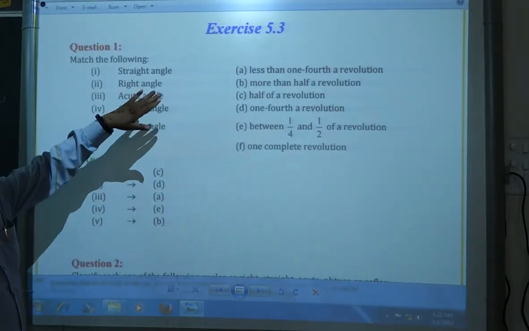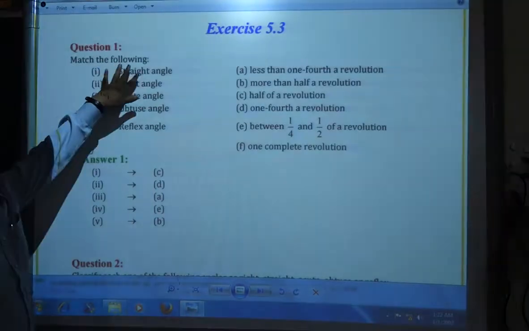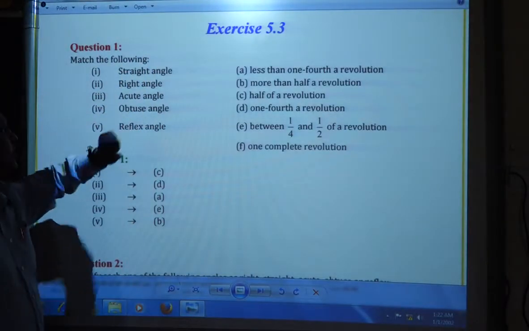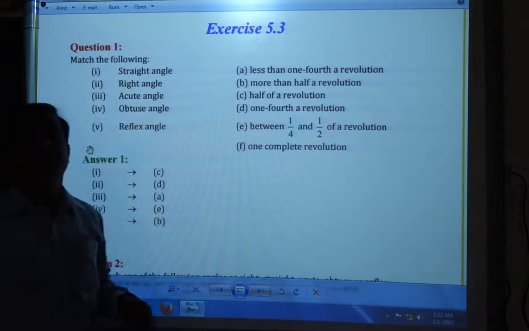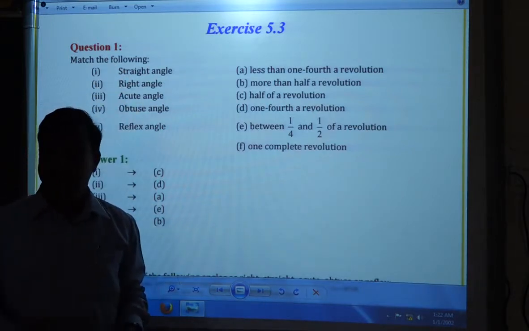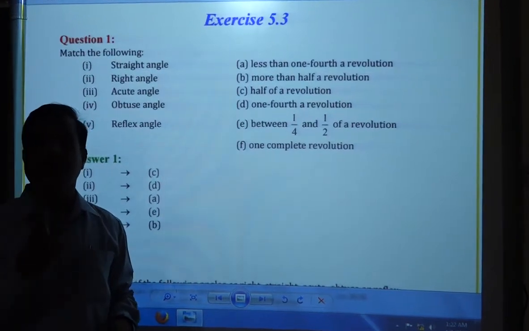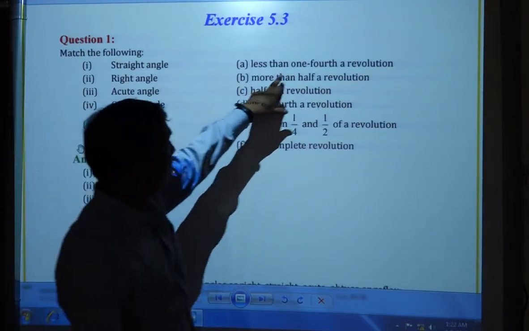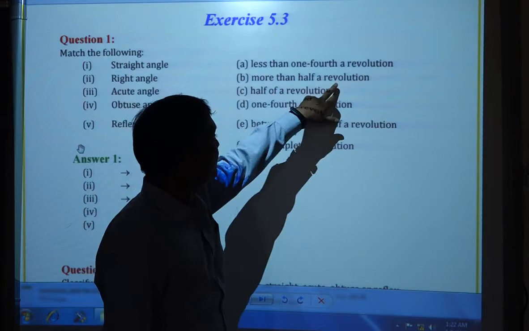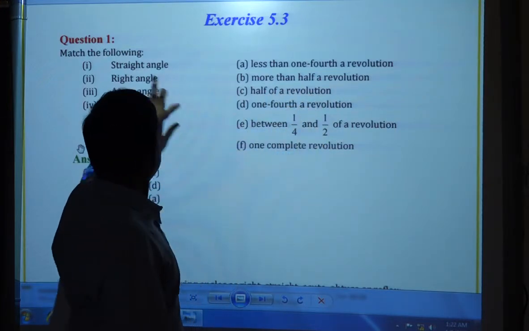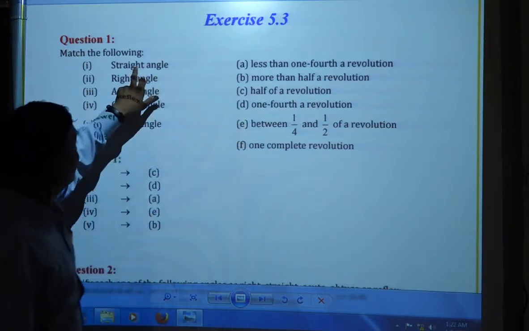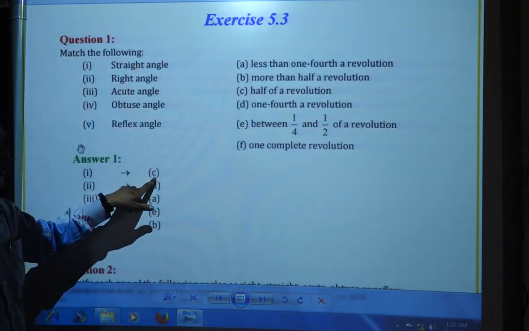The first question of 5.3 is: match the following. Straight angle. Straight angle means how much? 180 degree, or half revolution, or two right angles. Now you will see here, less than 1/4 not, more than half revolution not, half revolution, yes. So a straight angle is half revolution. So 1 to C.